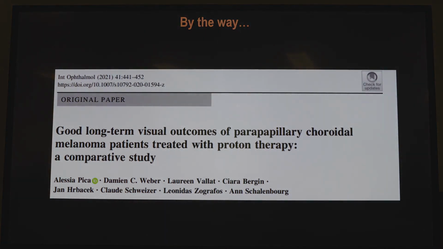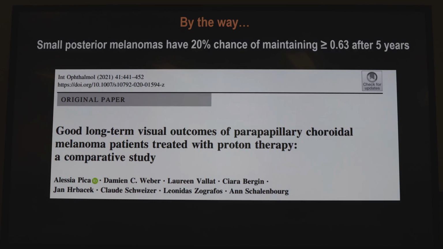By the way, in case you are considering a patient, an elderly patient, long way to travel to Lausanne, limited means, but it's an only eye, what do you do? Or it's the best eye. Just for your information, we did a study where we took the opposite approach. We said, which are the posterior choroidal melanoma patients that still have good vision after 5 years? And we were surprised to see that small posterior choroidal melanomas, 20% have a chance of having more than 6/10 of vision after 5 years.